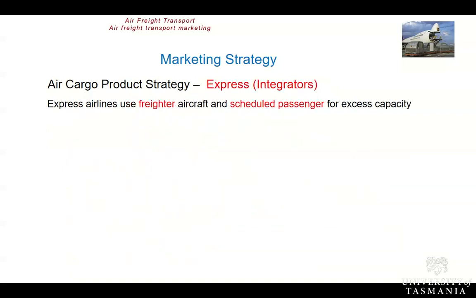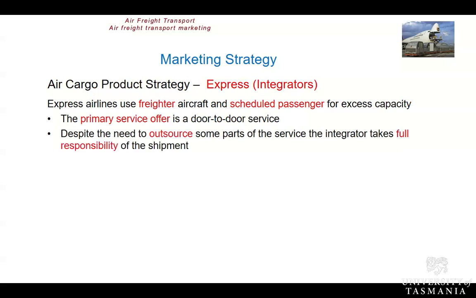Of course, it's a little bit different with an integrator or an express carrier because they go direct to the customer. So their service offer is very different from that of the all-cargo and combination carrier. The all-cargo and combination carrier are airport to airport. The integrator is a door-to-door service. So quite different in many ways.